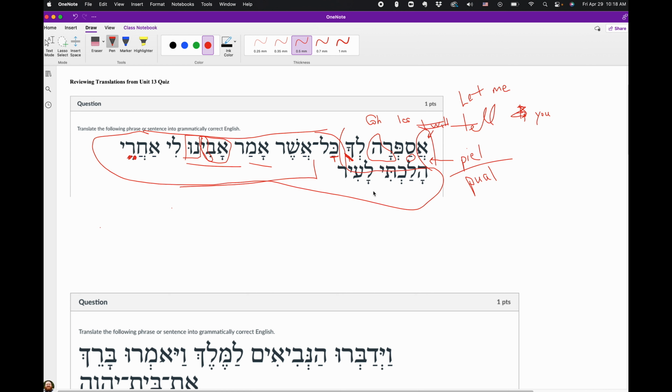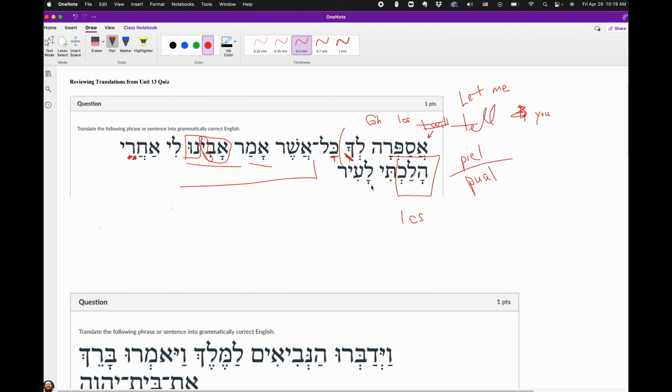Achre halakti la'ir. After halach. Halach here is, here we go, this is our root, and this looks a lot like the 3ms Qal perfect form, but we've added this t suffix, and that's the suffix that we add for the 1cs in the Qal perfect. So after I went, lamed qamets.